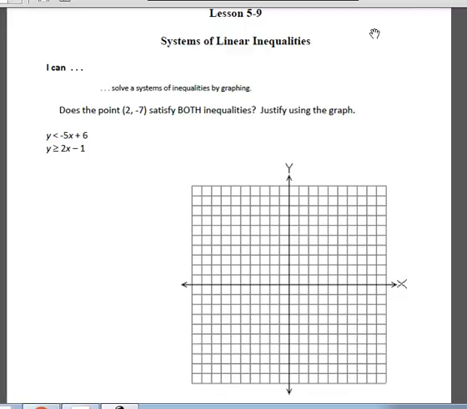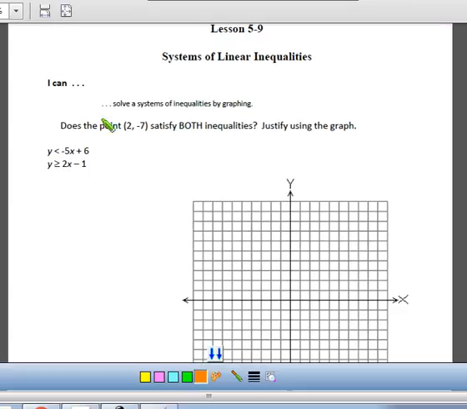Alright, so in the previous lessons we learned about graphing linear inequalities and what a solution for a linear inequality is when we're dealing with it with a graph. So now we're going to deal with systems of linear inequalities because this entire unit has been about systems of equations. So, the learning target for this lesson: I can solve a system of inequalities by graphing.